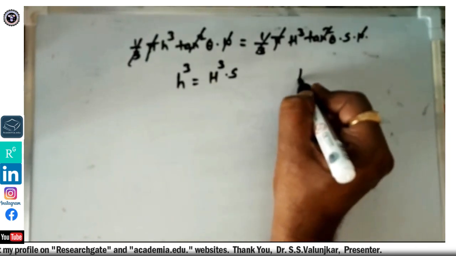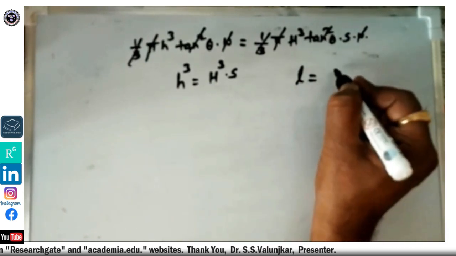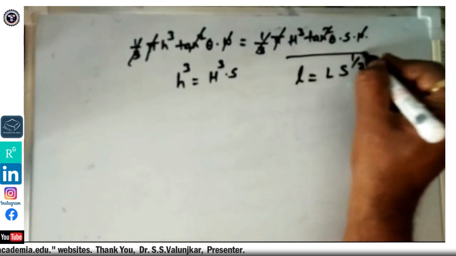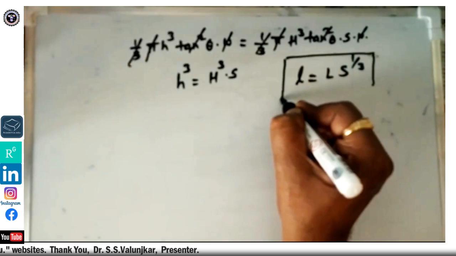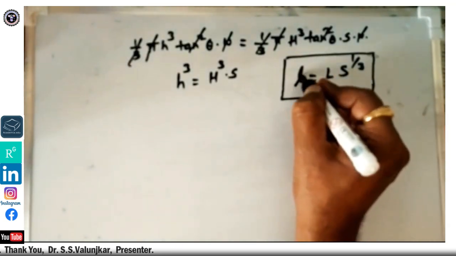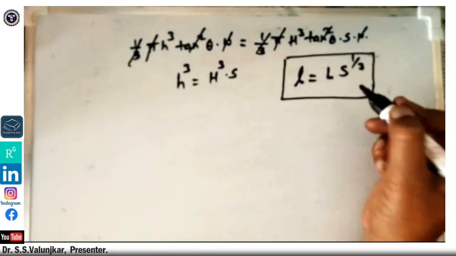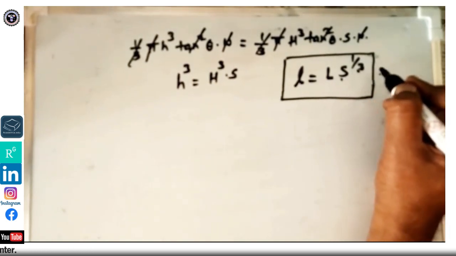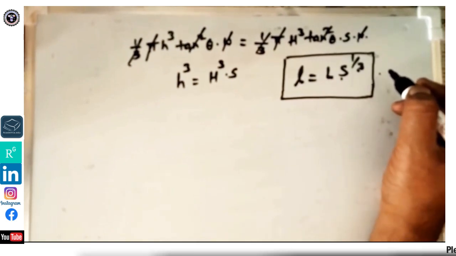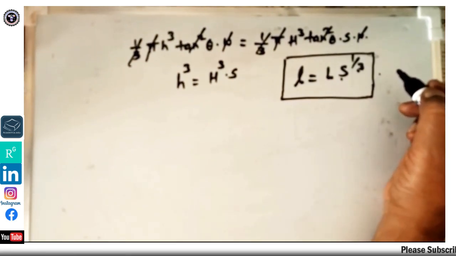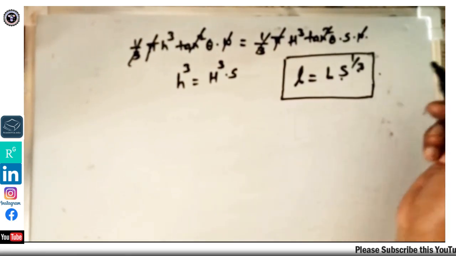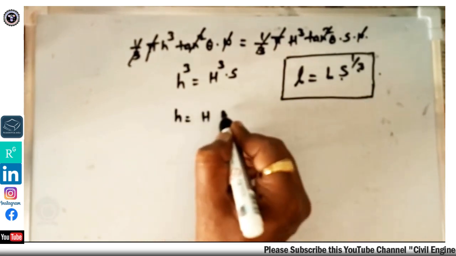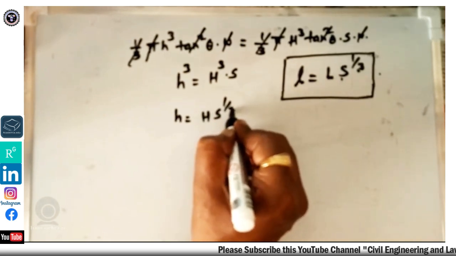Similar to this equation, small l is equal to L S raised to one third. Remember this equation for the solution to the floating cone problem: immersed portion, full length of the cone, and specific gravity of cone material. You know this formula, so you can use it directly to solve such problems. Don't spend much time on derivation. So h is equal to H S raised to one third. Now the problem is very simple.